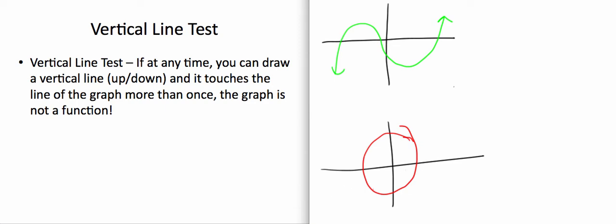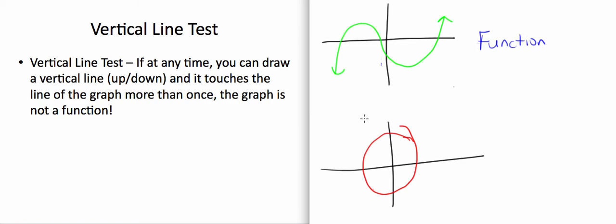What the vertical line test is saying is that if at any time you can draw a vertical line, remember vertical goes up and down, and it touches the line of our graph, so it touches this green line or the red line more than once, the graph is not a function. If we're looking here, and I'm just shading over top, nothing's touching more than once. It's nice and curvy, that's okay, but we're not touching anything more than once. So this is a function.